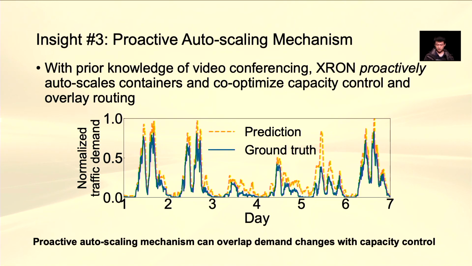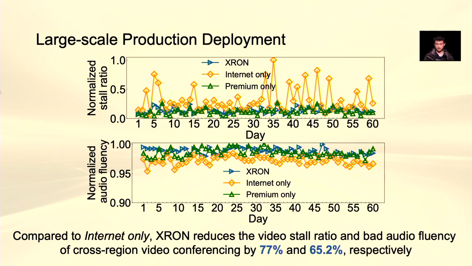Therefore, XRON can overlap demand changes with capacity control to provide high-performance video conferencing without over-provision. XRON has been deployed in production. Large-scale production deployment shows that, compared to the internet-only version, XRON reduces the video slow ratio and bad audio fluency across cross-region video conferencing by 77% and 65.2% respectively.